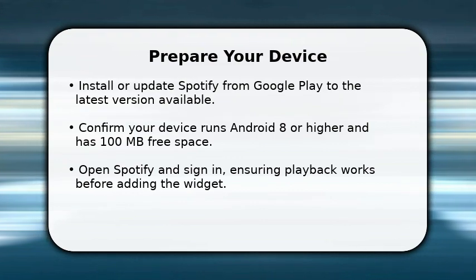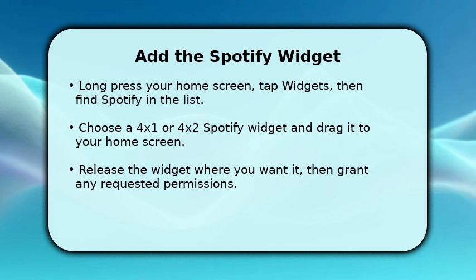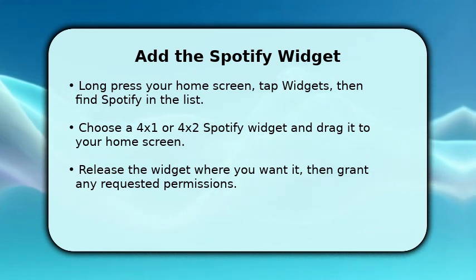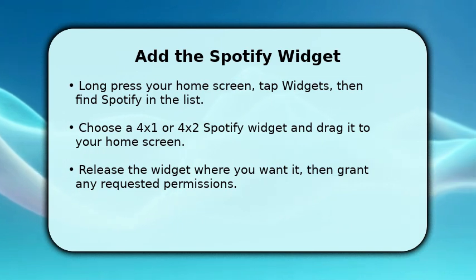Long press an empty area on your home screen to open customization options. Tap widgets to view available widget lists and scroll to Spotify. Choose either the 4x1 or 4x2 Spotify widget depending on your space needs.